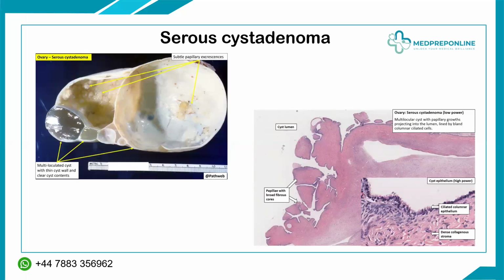So ovarian serous cystadenomas, the different types of papillae you can see, which are projecting into the lumen of the cyst. And the epithelium is ciliated columnar, as well as the collagen is very dense. So again, multilocular cyst with papillary ingrowths, which are projecting into the lumen, and they're lined by columnar epithelial cells. So these are benign changes.